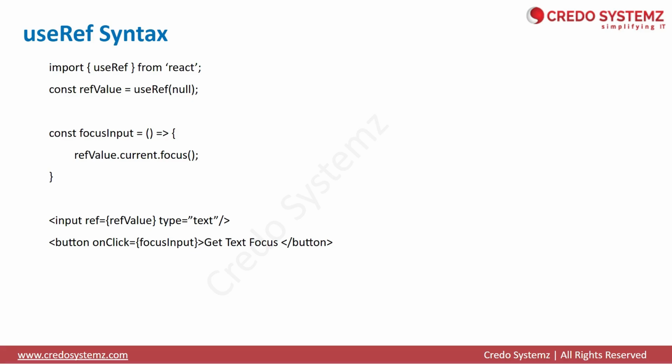At the time when the component loads in the browser, the ref value gets initialized with the input element. As you can see in the input, I have a new attribute called ref, and that actually points to refValue. So internally, your useRef points to the input HTML element, and I'm trying to focus on that input element whenever the button gets clicked. So that is what the syntax is all about.